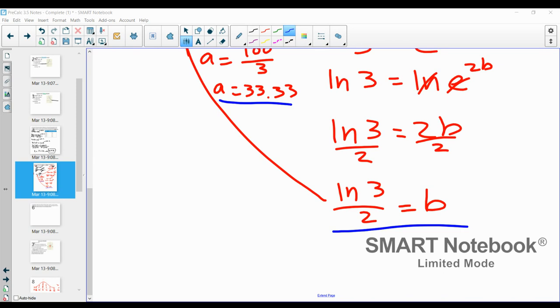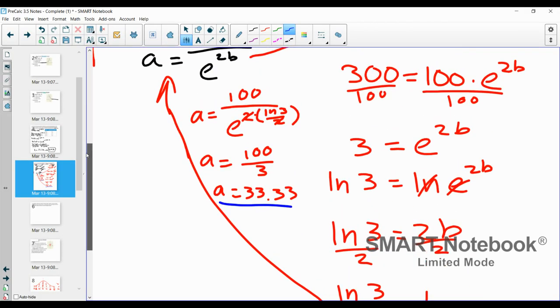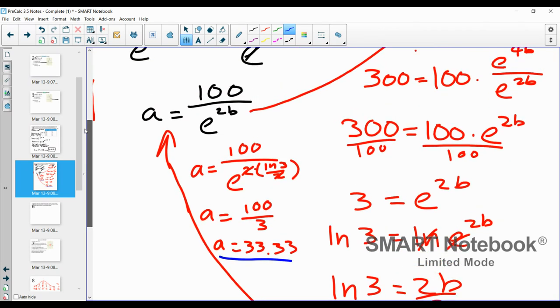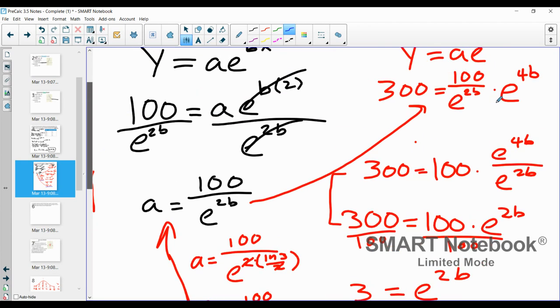How did you just divide off the 100 and then put the e's over each other? I'm guessing this question is talking about this part right here, or maybe even the step before it here.